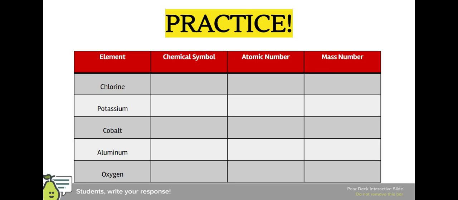Excellent. So let's spend a little time and practice getting the pertinent information off of the periodic table. Let's start with chlorine. Chlorine's chemical symbol is Cl. Its atomic number is 17.